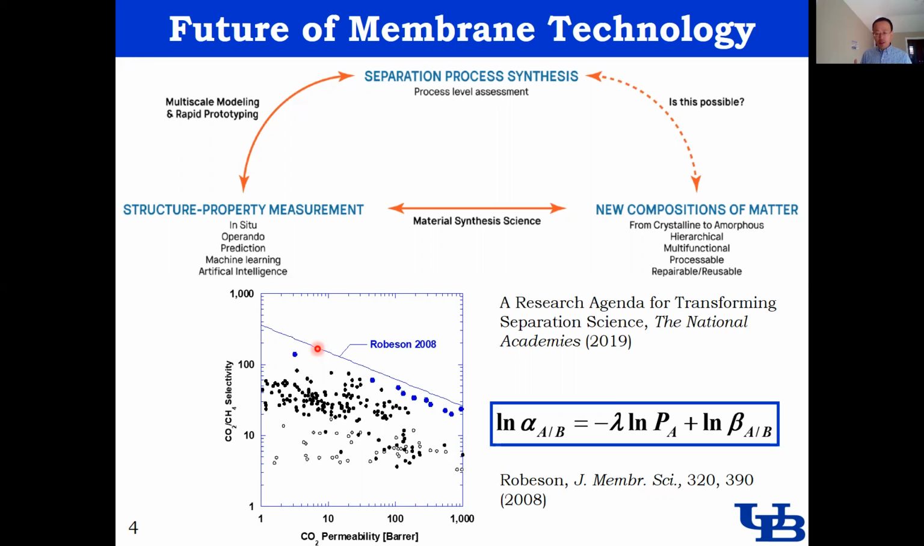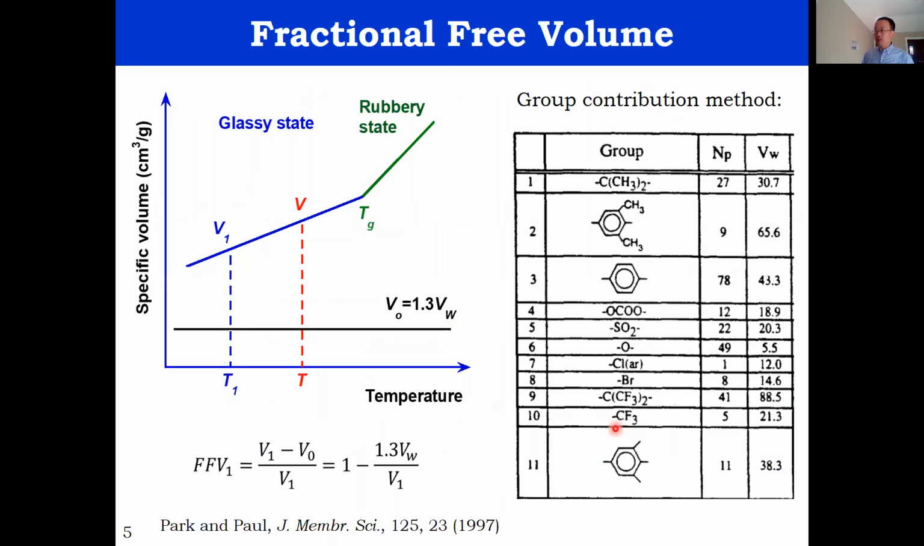So a lot of the work is that we make a material, we measure it, and then we try to understand it. It's very difficult to just look at the targeted permeability and selectivity and go ahead and design the polymer structure for that, particularly for a new application. This upper bound is also described with this equation, and I'll come back to this later on.